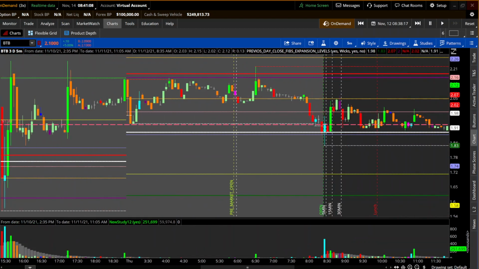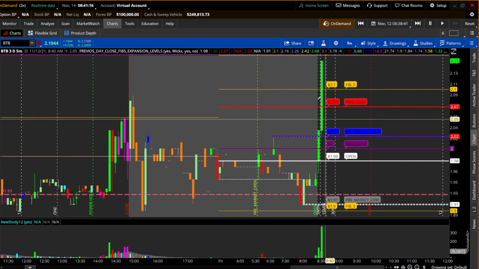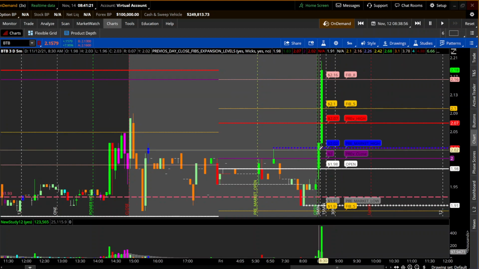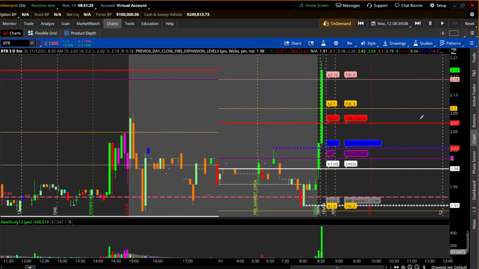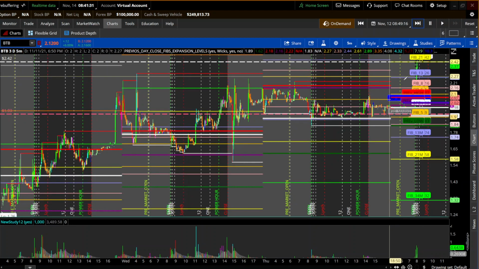I call them expansion levels because that's what Fibonacci based everything on, expansion. And as you can see, as soon as it started out that morning, 5 minutes later, it just jumped up. I'm gonna speed it up because I really want to show you how it just stayed within those ranges.